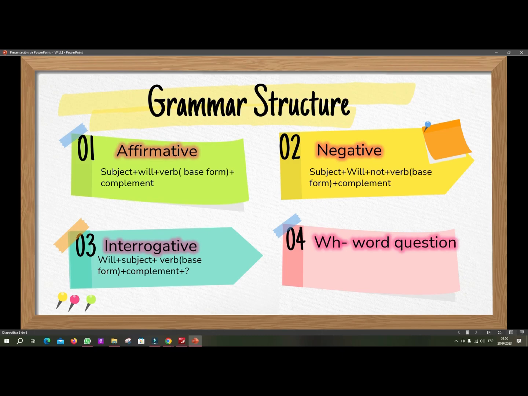Also, you can have WH word questions. Do you remember the WH words? Which, where, how, when, etc., right? So, first, you're going to have the WH word plus will plus the subject plus a verb in the base form. Don't forget that one. And the complement and question mark. Remember that you're going to answer these kind of questions, we can say, completely, right? You should answer completely with an affirmative sentence. Okay? So there you have the grammar structure of will.